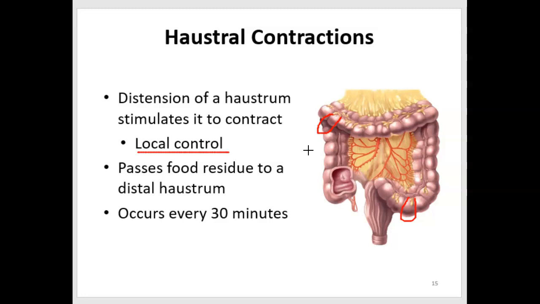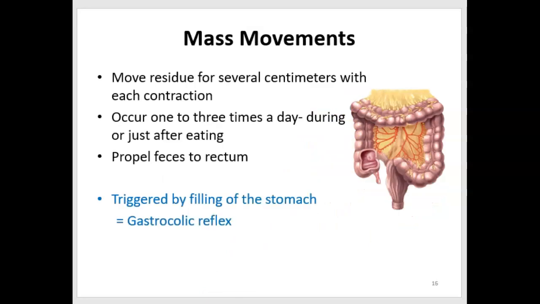And this passes food residue a bit to either one or two distal haustra and occurs every 30 minutes after eating. But mass movements can move the residue for several centimeters with each wave of contraction. And it occurs after eating 1 to 3 times a day. And it eventually is responsible for propelling all the feces remaining from a meal to the rectum.